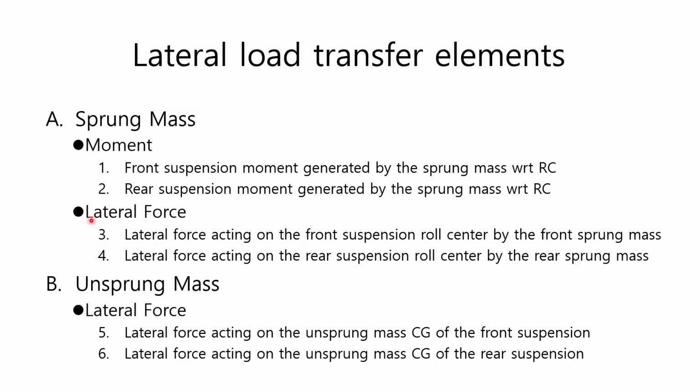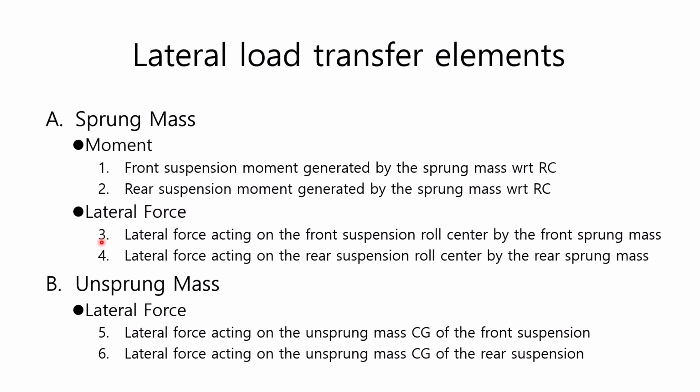Similarly, the force transmitted to the suspension link can be divided into the lateral force acting on the front suspension roll center by the front sprung mass and the lateral force acting on the rear suspension roll center by the rear sprung mass. Since the unsprung mass is not related to the roll center, no moment is generated about the roll center. The force generated by the unsprung mass can be divided into the lateral force acting on the unsprung center of gravity of the front suspension and the lateral force acting on the unsprung center of gravity of the rear suspension.